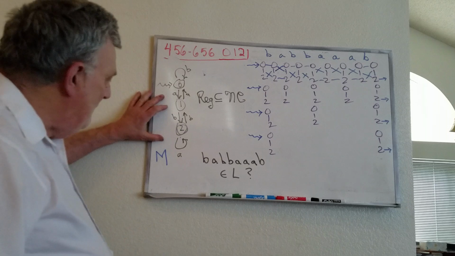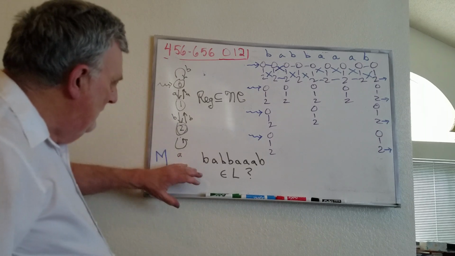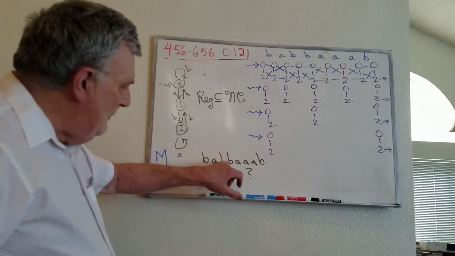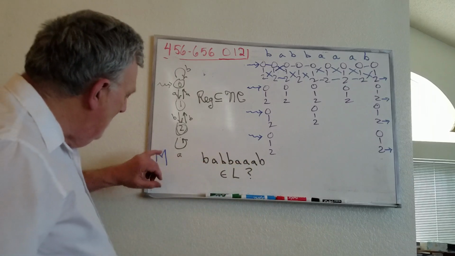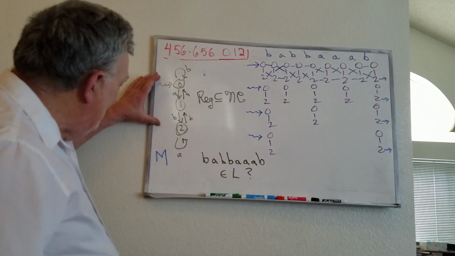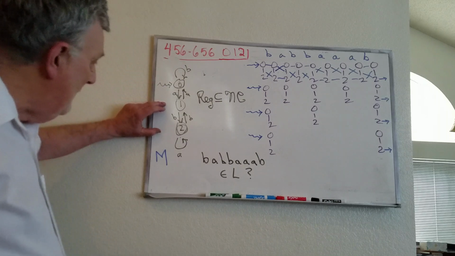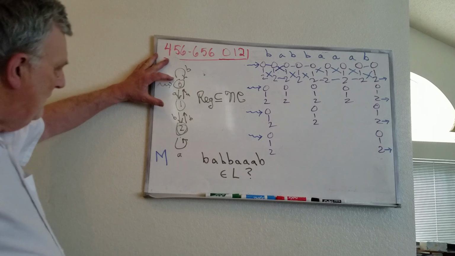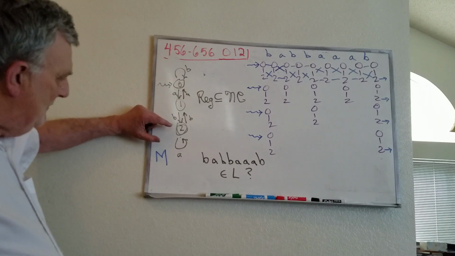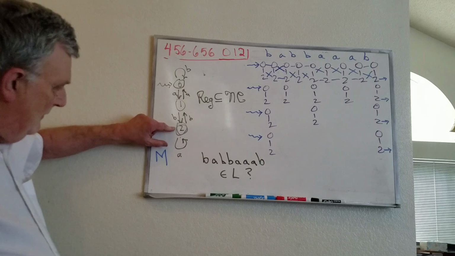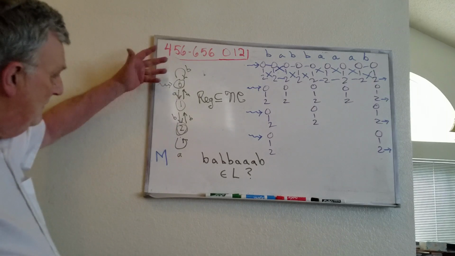Let's say we have a language L, and we want to know whether this string, B, A, B, B, A, A, A, B, is a member of L, where L is the language accepted by this particular DFA. The DFA has a start state 0, the alphabet is A, B, and the final state is 2.